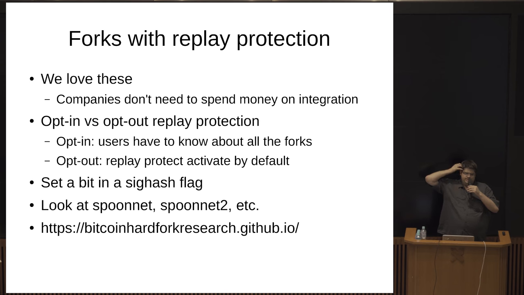With opt-in replay protection, users would have to know about all the forks, but there's been 80 forks of Bitcoin. I don't have time to keep track of those. That shouldn't be my problem. Anyway, there's been a lot of proposals for how to do replay protection. Usually it's like set a bit in the sighash flag, which makes the transaction signature invalid on the Bitcoin blockchain, but valid on the alternative blockchains.